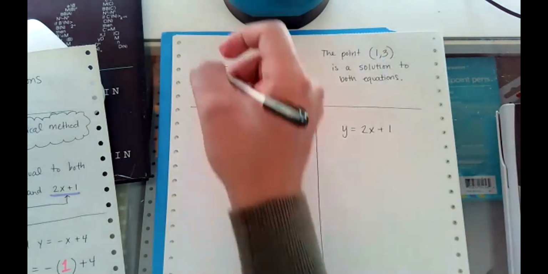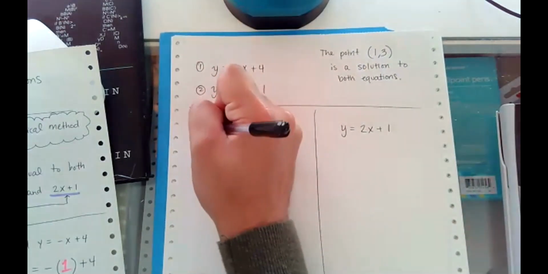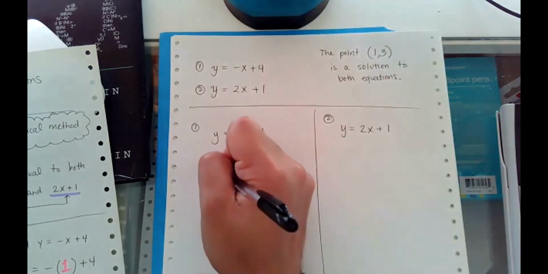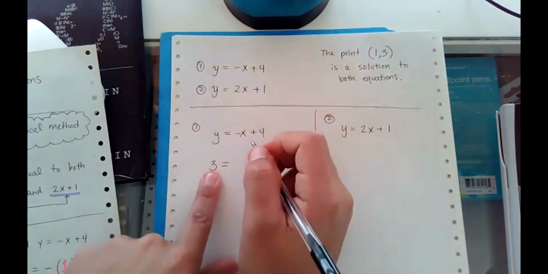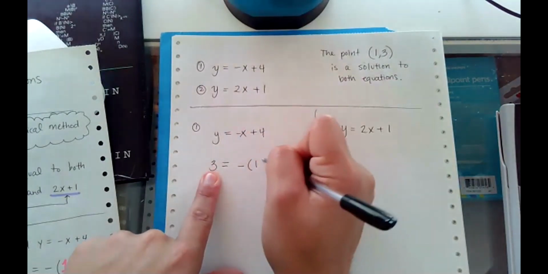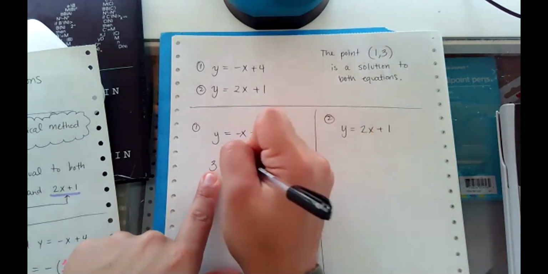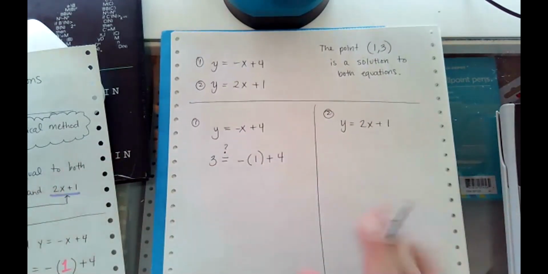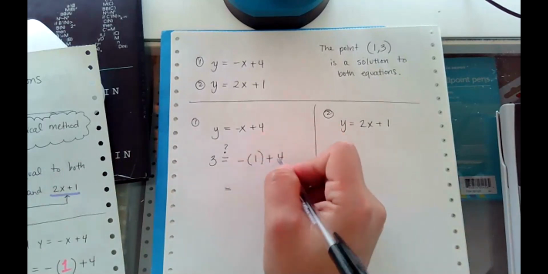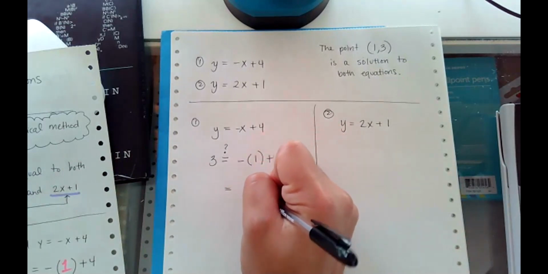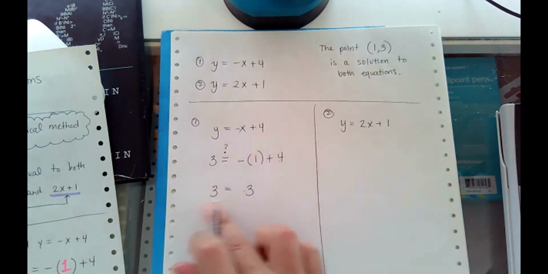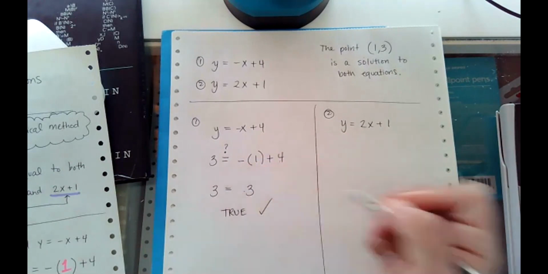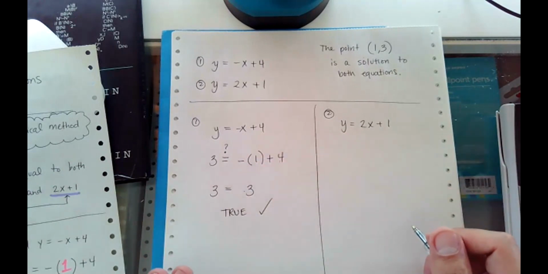So in this first equation, I'll go ahead and put y is 3. 3 is equal to negative 1 plus 4. And then I'll put a little question mark because I'm not sure and work my way through it. Well, you'll get that negative 1 plus 4 is positive 3. Positive 3 is equal to 3. So that's a true statement. So that works for the first equation.